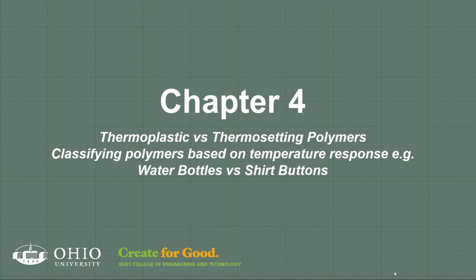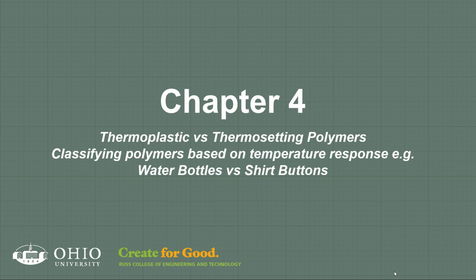All right, so the next property of polymers we'll talk about is our classifications based on the thermal properties of the polymer. We can describe a polymer as being thermoplastic or thermosetting based on how it responds to temperature.